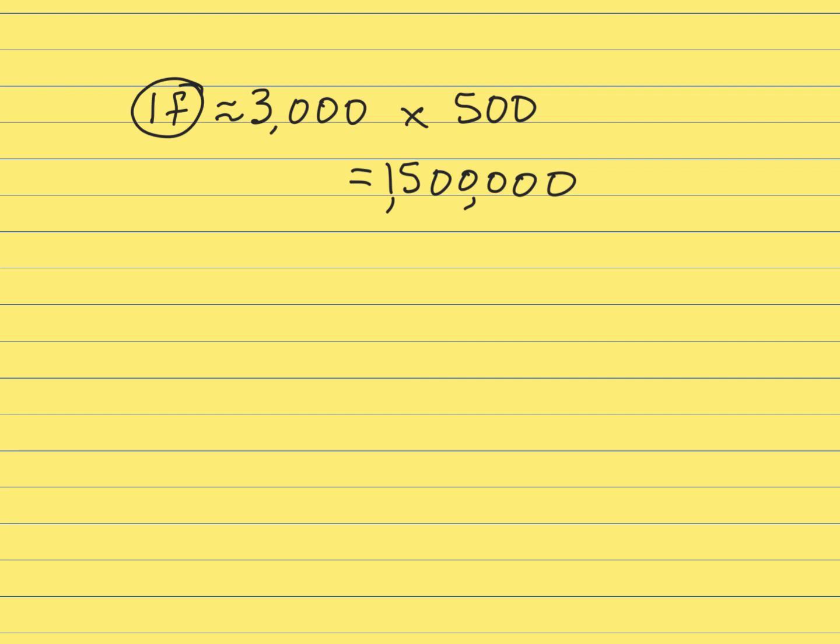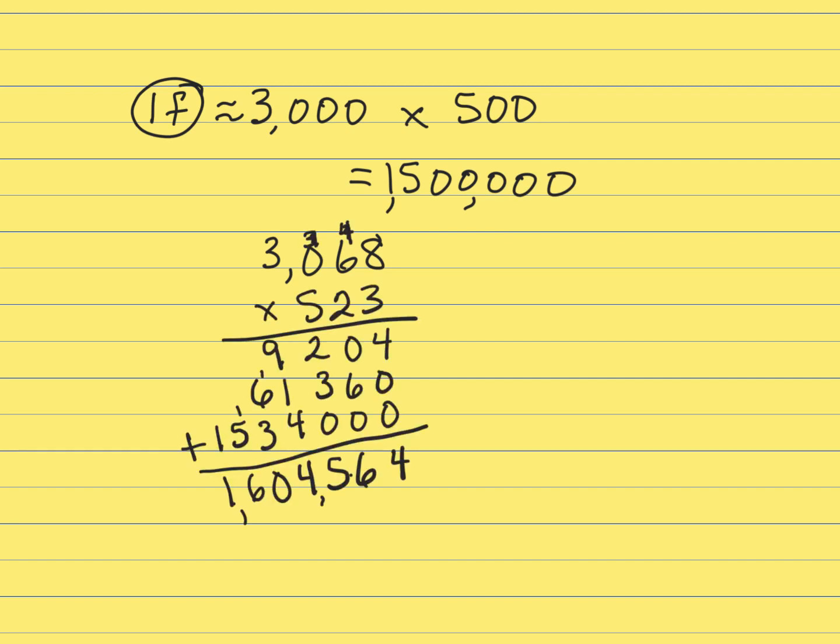1,500,000. And then you're just going to take your actual numbers and multiply by standard algorithm. So let me do that, and then we're going to see if it's close. It should be close to the estimated number that we have up here. Okay, so check my multiplication, and then we can see that it's pretty close. We have 1,600,000 here, 1,500,000 here, so actually fairly close if we're estimating.